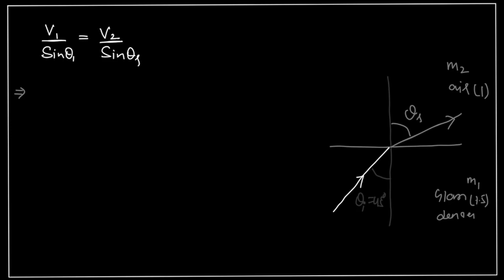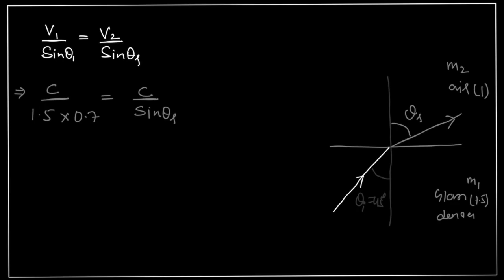The V1 will be C divided by what? 1.5, because this is the medium of glass which has a refractive index of 1.5, so velocity of light will be C divided by 1.5. What will be the value of sine theta I? It is around 0.7, I am taking rough value, is equal to C, because the second medium is air, so it will be C by 1, or I can simply say C, and sine theta R. Okay, as of now we are okay.